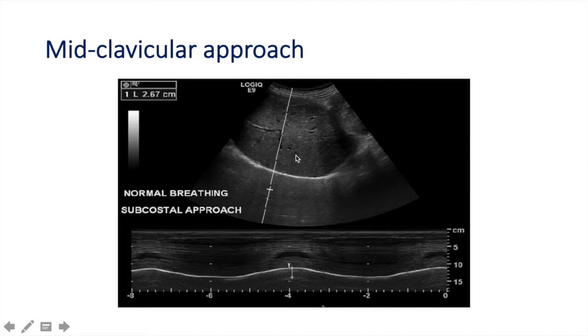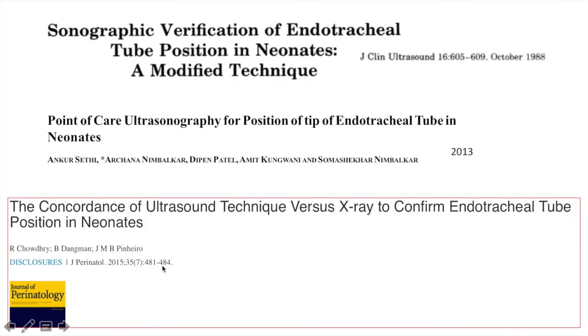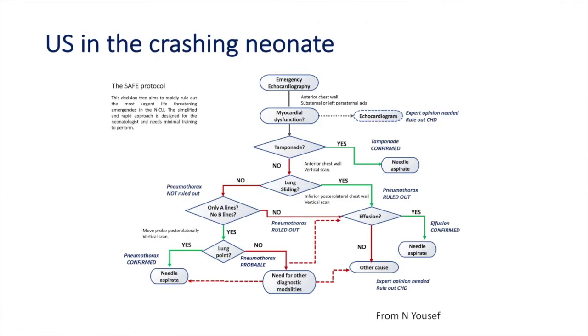You use the liver as an acoustic window and you study the posterior diaphragm, and with a normal breathing subcostal approach, you can see here the sinusoidal sign. This is a diaphragm that is working well. Just so you know, there are multiple publications about the endotracheal tube position assessment using ultrasound in neonates, and this is absolutely feasible but needs a bit more training.